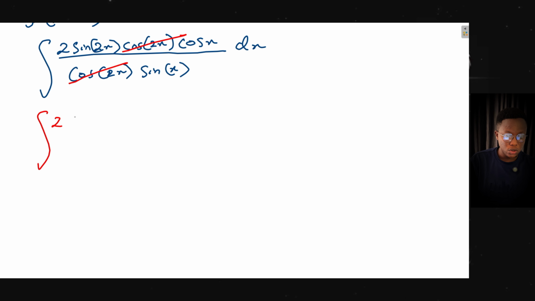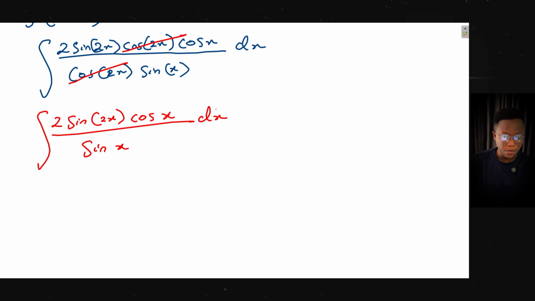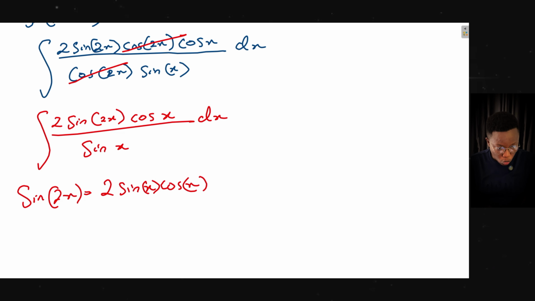2 sine 2x cos x all over sine x dx. All right, and ultimately sine 2x also can be written as 2 sine x cos x, and we will do the same thing and replace sine 2x in the equation with the new trigonometric identity.